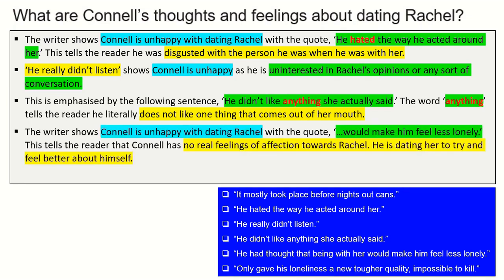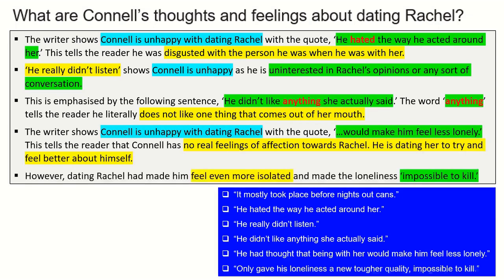Another one, the writer shows Connell was unhappy with dating Rachel with the quote, would make him feel less lonely. This tells the reader that Connell has no real feelings or affection towards Rachel. He's dating her to try to make him feel better about himself. And then I've put, however, dating Rachel has made him feel even more isolated and made the loneliness impossible to kill. So remember, try to keep using the blue as much as possible because it keeps you focused on the question. The green is my quote for all of those, and my yellow is my explanation.